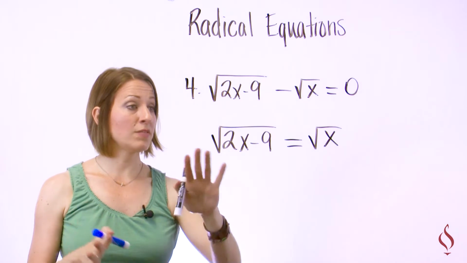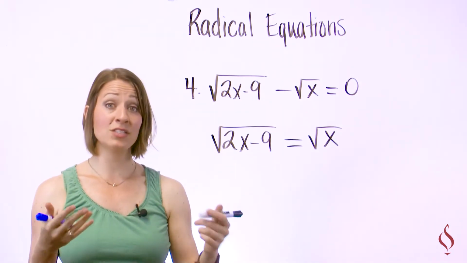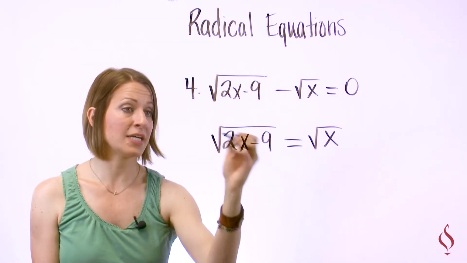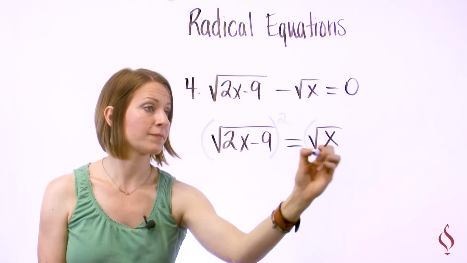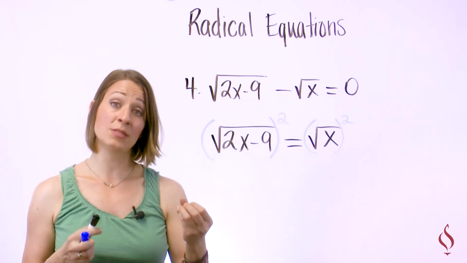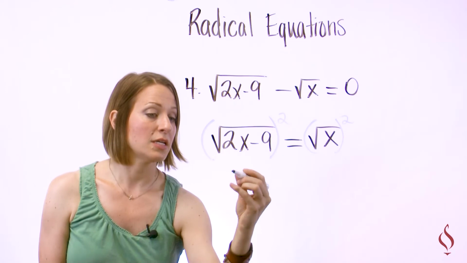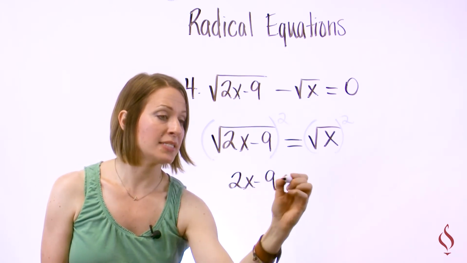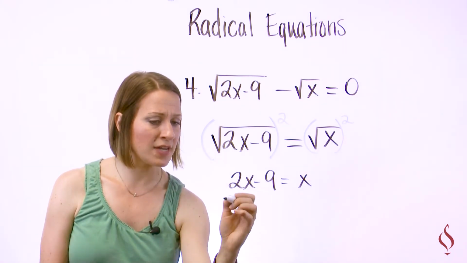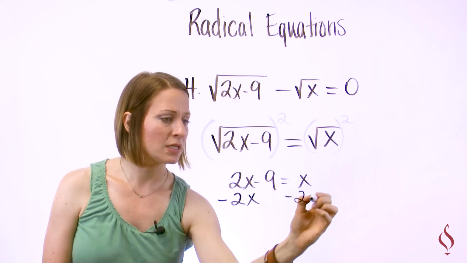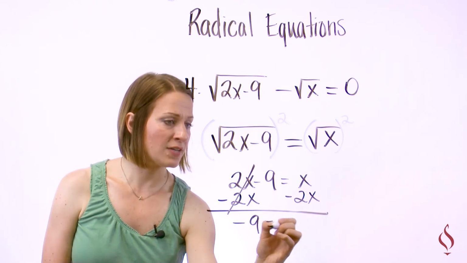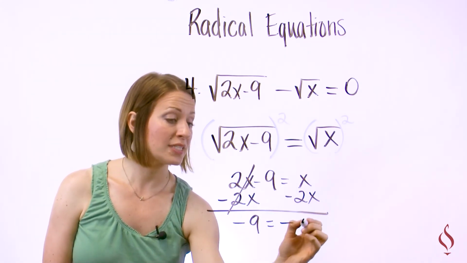Now the two radicals are on separate sides, so you can square both sides, and there's no other number besides the radical expression. On both sides of the equation, the exponent 2 is going to cancel the radical. So you have 2x minus 9 equals x. From here, because I already have the negative 9 over here, I'll go ahead and move the 2x to the other side. That leaves negative 9 equals x. Take away 2x is negative x.